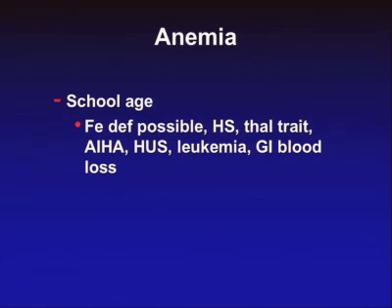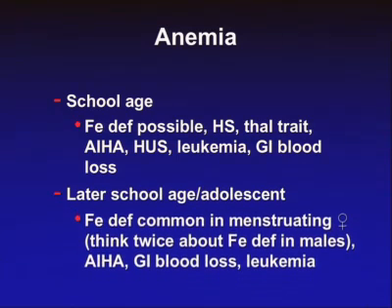How about the school-aged kids, getting a little older than the toddlers? Iron deficiency, definitely possible, but again, you have to take a very good dietary history. It happens. Hereditary spherocytosis for sure, and thal trait is still there. Now I add the autoimmune hemolytic anemia. This is pretty unusual in the littler school-aged kids, but if you start talking about 8, 9, 10, 11 years old, you can definitely see it. HUS still here, leukemia still here. Then you start thinking about GI blood loss, right? You start thinking about inflammatory bowel disorders that may show up in this age range.